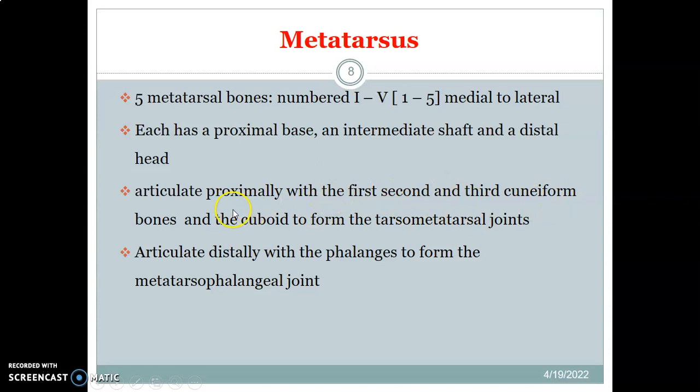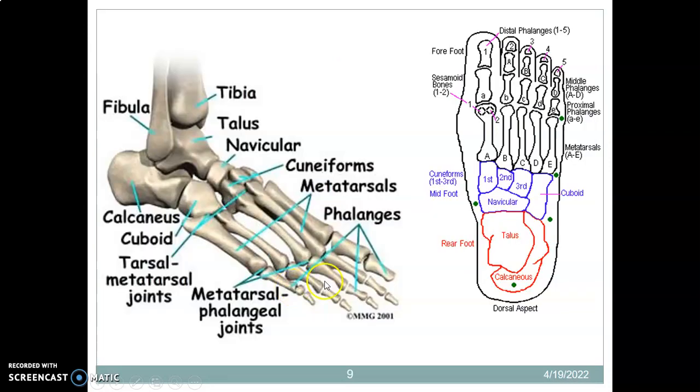So the metatarsals usually articulate with the first, second, and third cuneiforms proximally, and with the cuboid to form the tarsal-metatarsal joints. The metatarsals articulate distally with the phalanges to form the metatarsal-phalangeal joints. So this is what we are discussing.